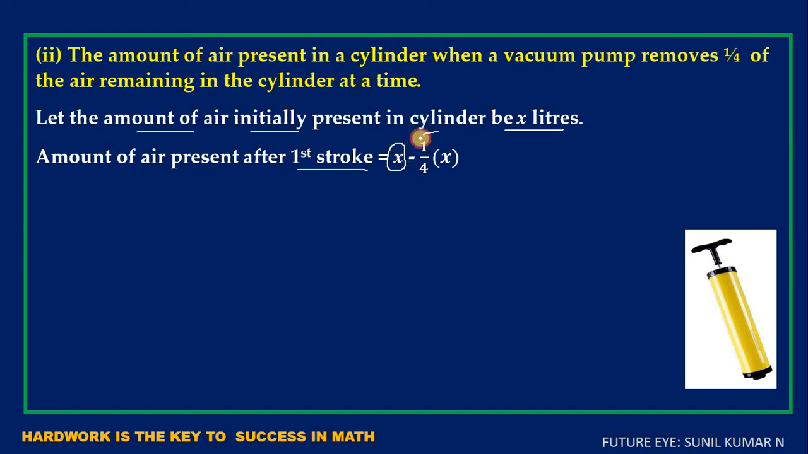How much do you have to subtract? 1/4 of x. Now subtract this, children, and you know how to do this. See here, 1 is that, 1x. In 1x, if you take out 1/4 of x, what is left out? That is 3/4 x is left out.